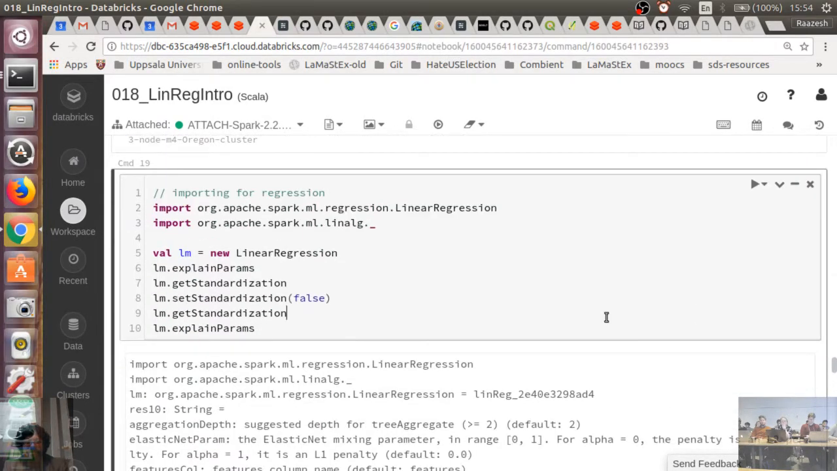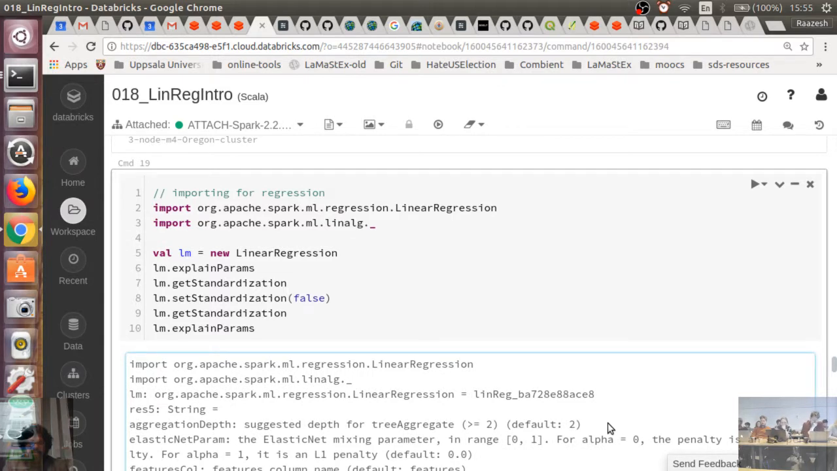Now we can get into Spark ML lib's linear regression. Remember I showed you this programming guide, which does so much more, including GLMs and logistic regression, but let's just tap into this one. With these imports, I'm creating a new linear regression constructor called LM, and then I'm calling LM explainParams, getStandardization, and setting standardization to be false. So let's see.